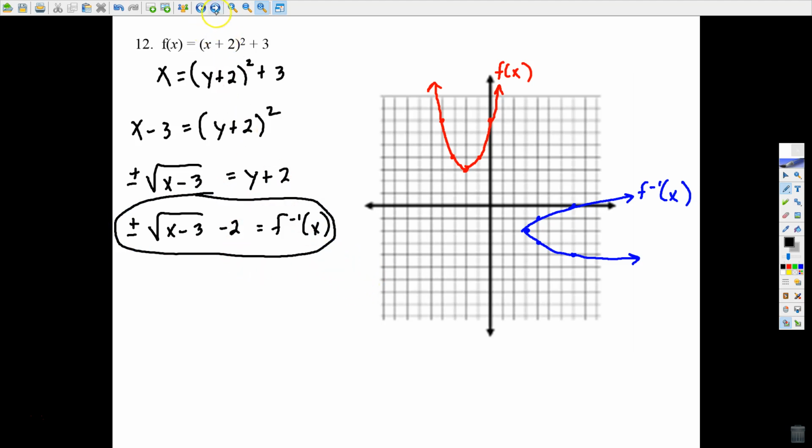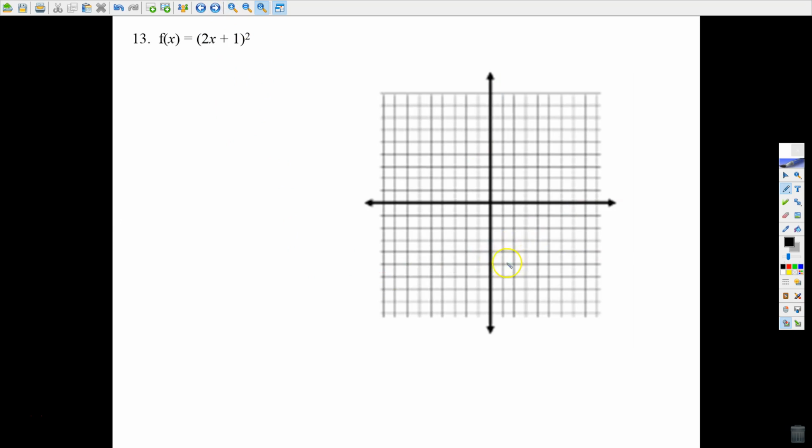All right. Very good. All right, one more. This is not a translation of the parent function. This is a quadratic. It is going to result in a parabola. So probably the easiest thing to do is just to do a little table of inputs and outputs, domain, range.